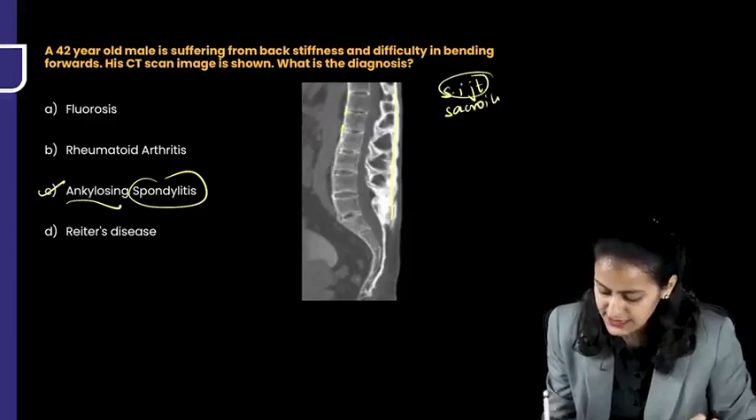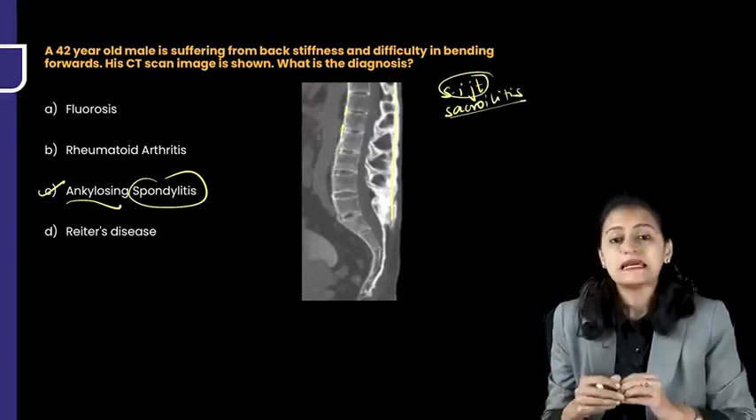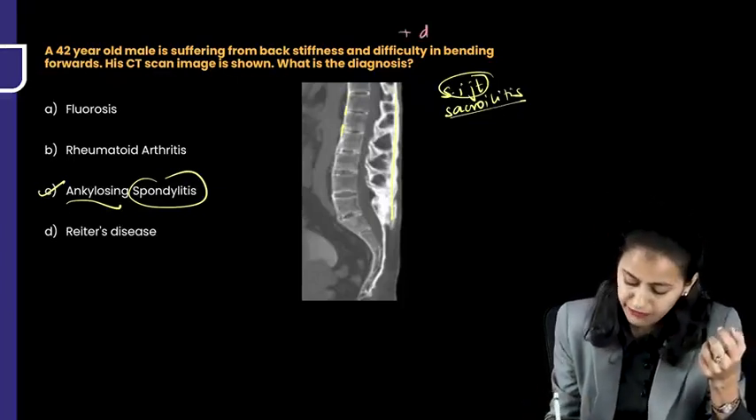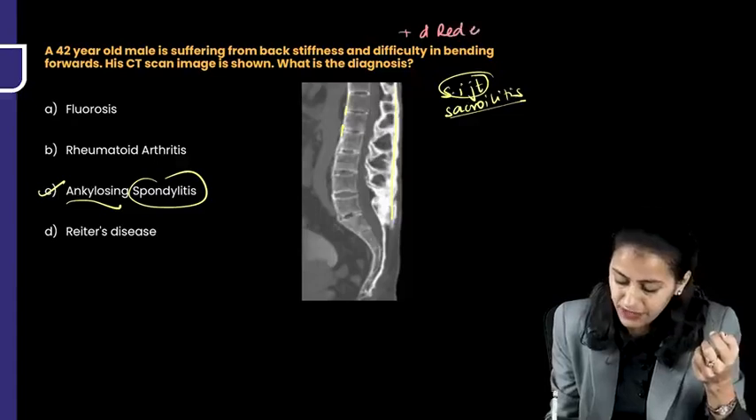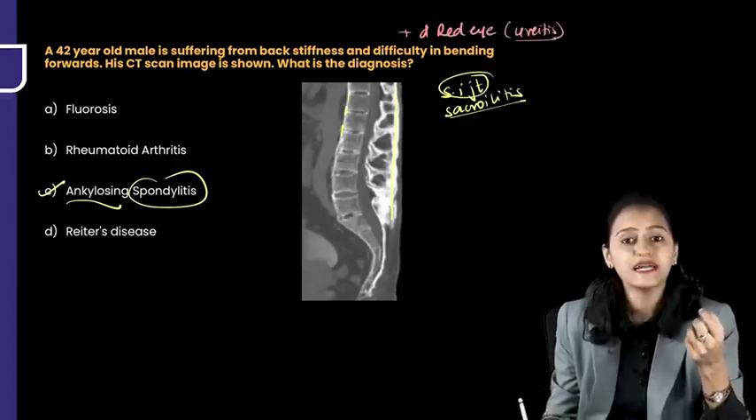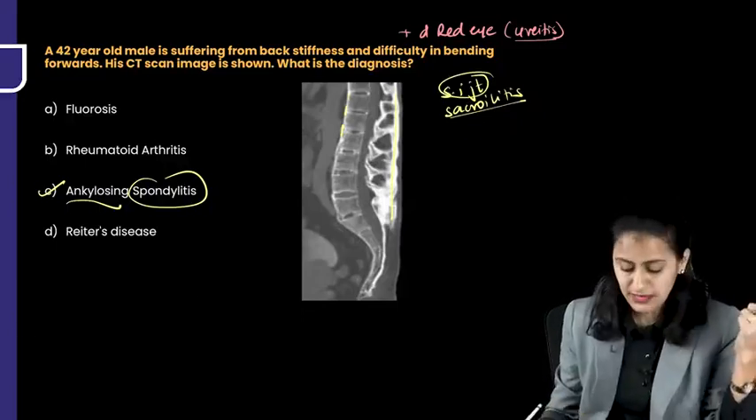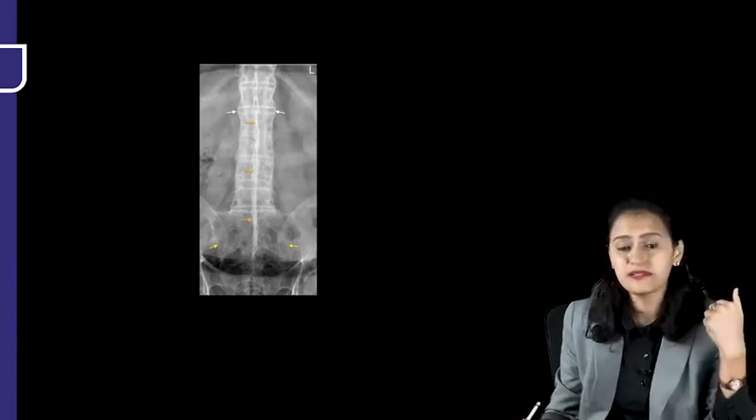It starts as sacroiliitis. And here in the question you might also be given the history of red eye, because ankylosing spondylitis is associated with uveitis. And so let's have a look at the image here, the next image that can come in the exam.